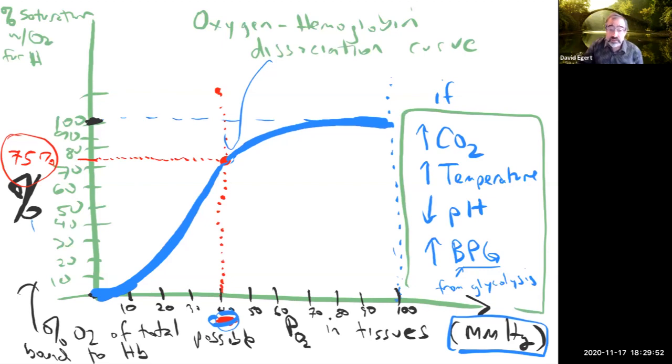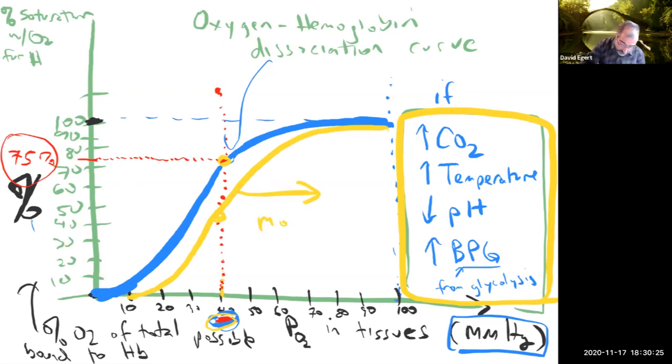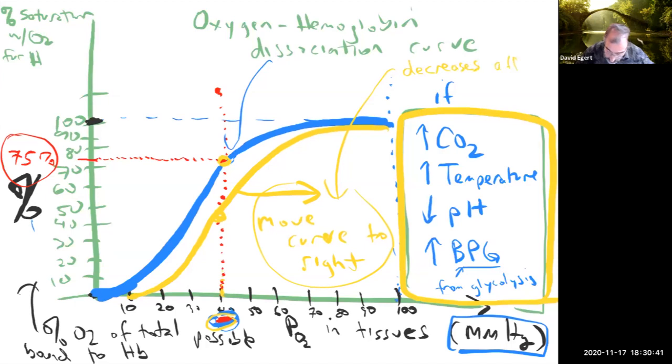And what happens is the hemoglobin has less affinity for the oxygen. It will let go of more oxygen under the same conditions. So now, maybe I'll do this in yellow. If any of these things are going on, normally I come back to the lungs with 75% of my oxygen, but now maybe I'm letting way more out. It has the effect of moving the whole curve to the right. What that actually means is it decreases the affinity of hemoglobin for oxygen. Sometimes they call this the Bohr effect, this pH thing.